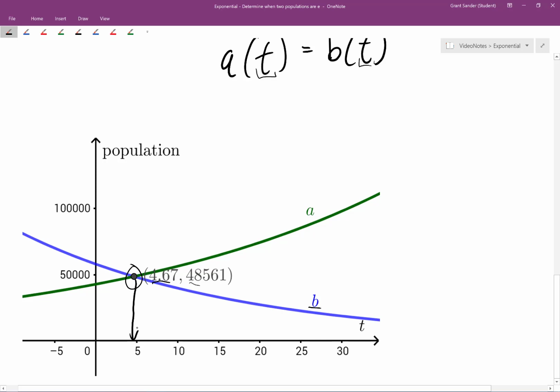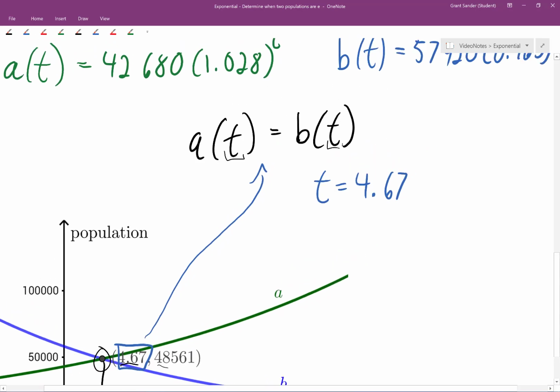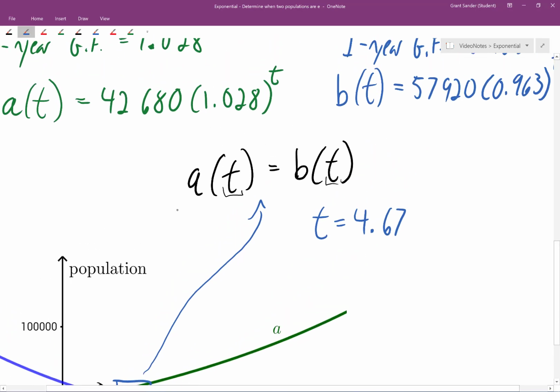And this 4.67 is a value of t, and that's the value of t when the outputs of those two functions are equal. And therefore, that value of t, so let's highlight that, 4.67, is the solution to this equation up here that we were trying to solve. And therefore, t equals 4.67, or approximately 4.67, is the solution to this equation, A of t equals B of t, which tells us how many years since the beginning of 2000 when the two towns have the same population.